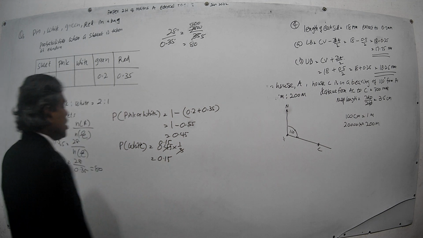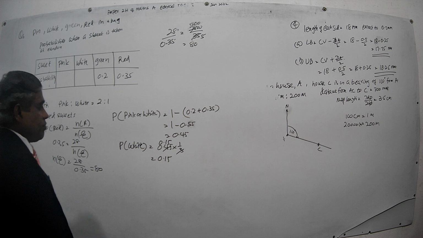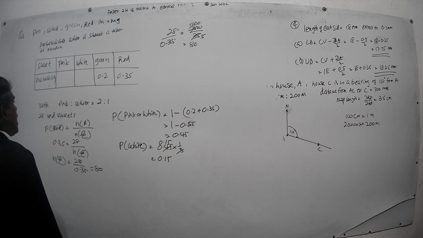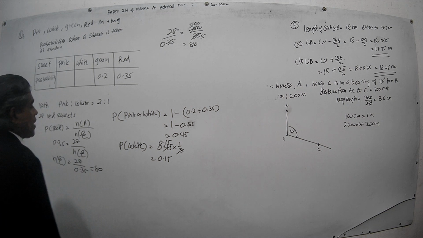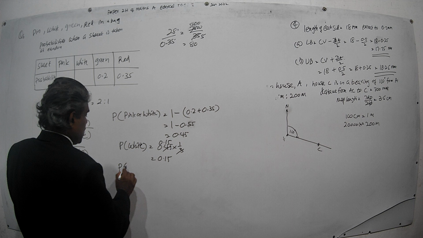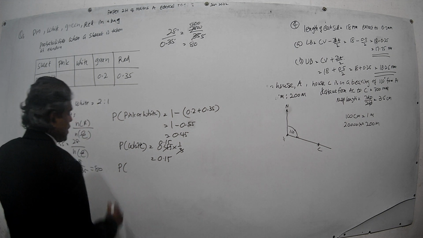That is the probability of what? P white. And P white is that. But it is not what is asked; what is asked is the number of sweets of white color. So you use the probability of white to get the number of whites, like this: P white.